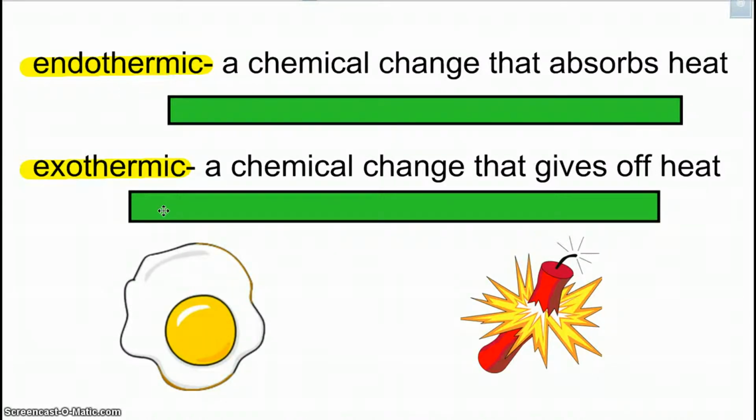Okay? Which picture demonstrates an endothermic chemical change? Correct. The fried egg, because heat is going into it in order to make the egg a solid. Okay? So in order for that chemical change to take place, heat is going into it. And by process of elimination, exothermic would be the exploding TNT dynamite. That would be the exothermic reaction. So heat is given off.